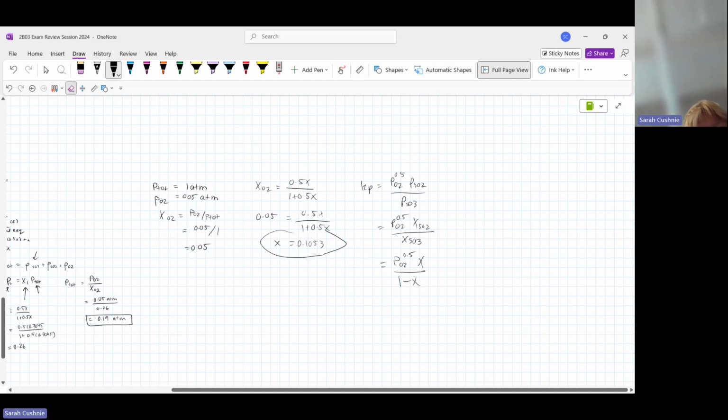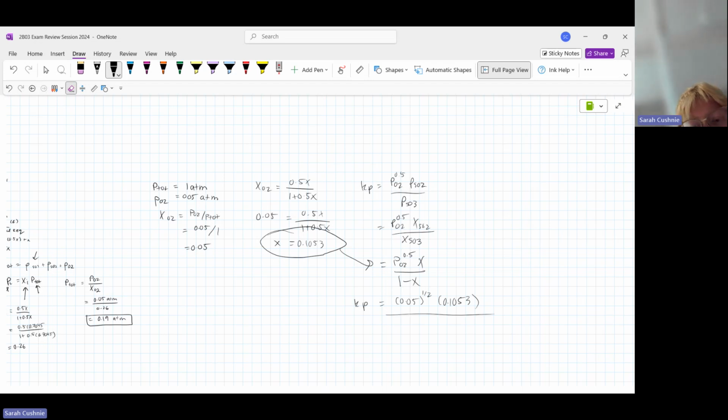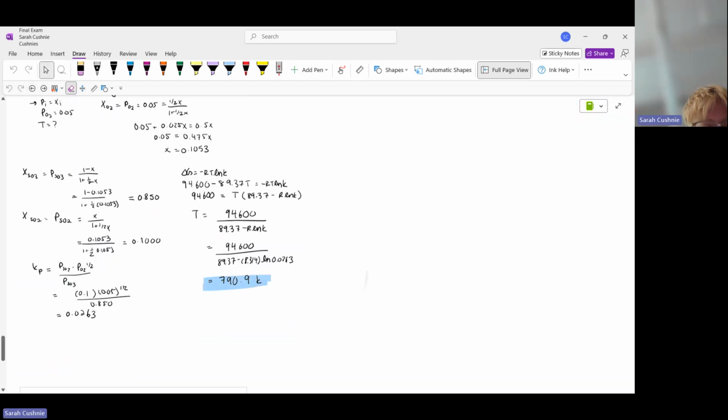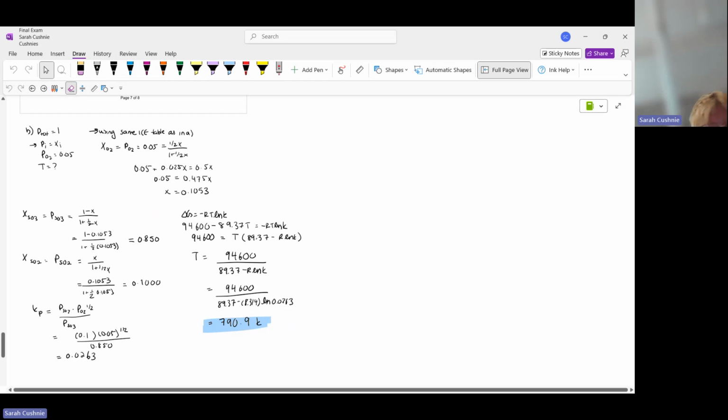So we can take this X value we just calculated and plug it in here. So we're doing the exact same steps we did before, but now backwards. We can get Kp is equal to 0.05 to the 1/2 times 0.1053, all divided by 1 minus 0.1053. And if you were to do this, you would get a value of, I'm too scared to choose tab, 0.053. I'm going to check anyways because I'm scared. Yeah, 0.0263.